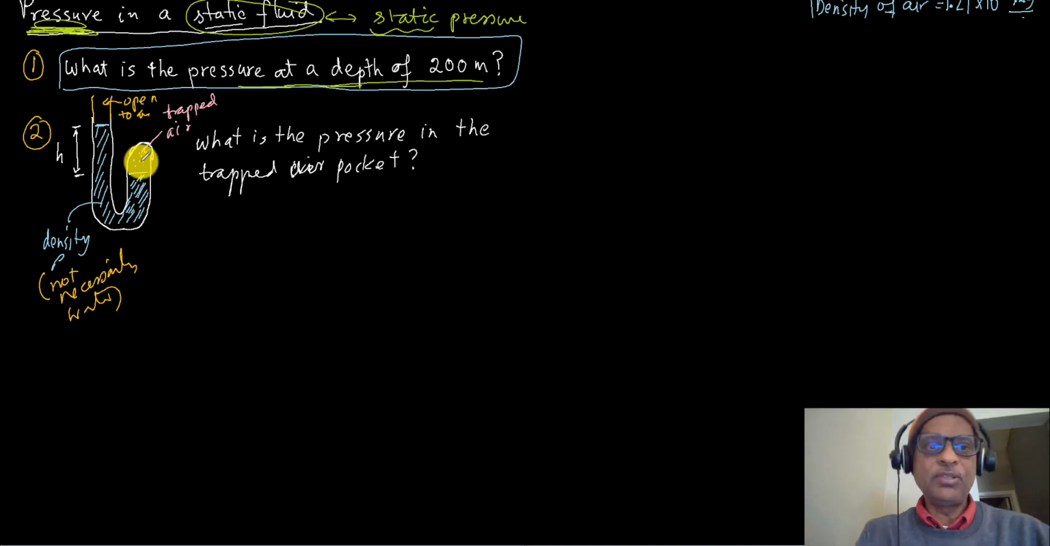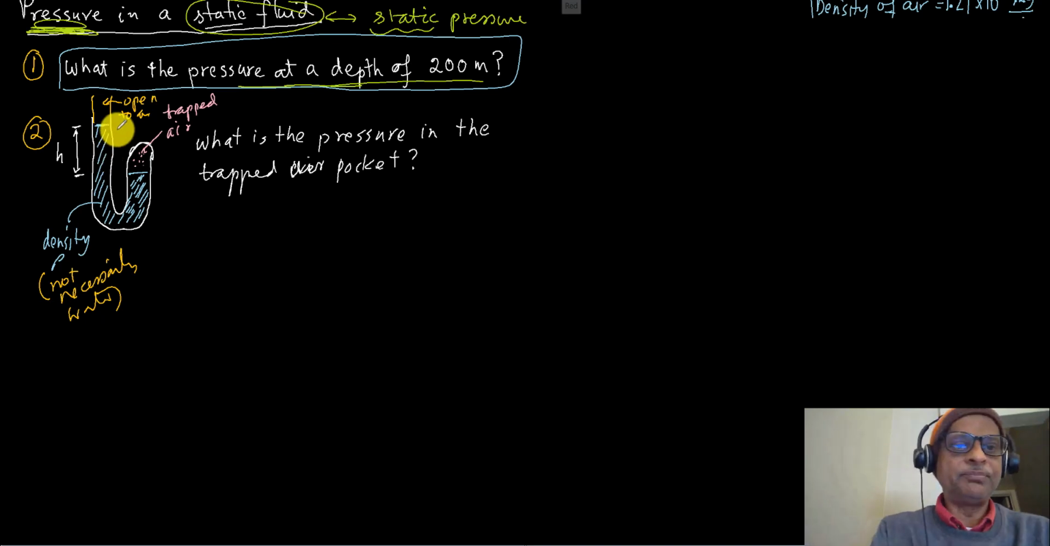Okay, so it's a static situation. So when you have a static situation, then if you look at a point here and a point here, you will see the pressure will be the same on the 2 sides, and we can actually prove that, you know. So at this level the pressure is the same.